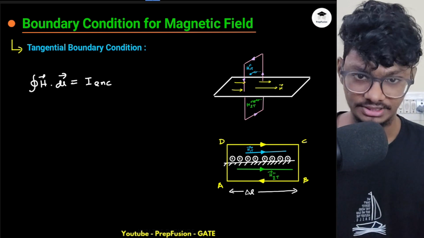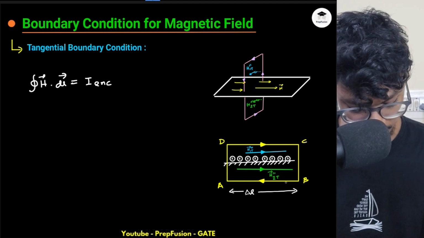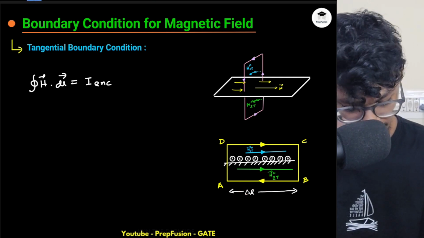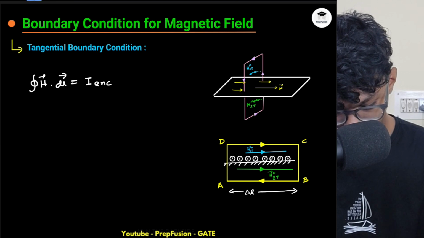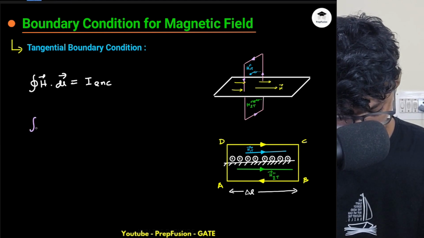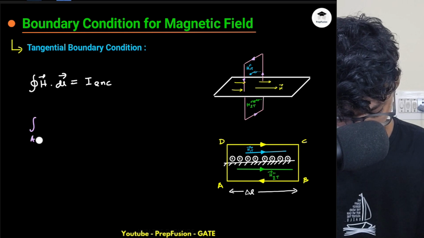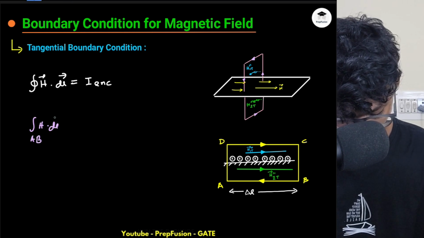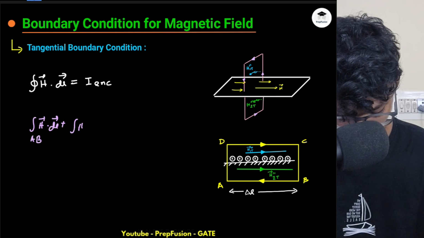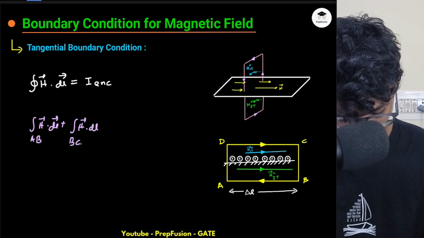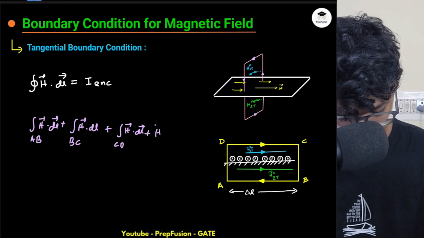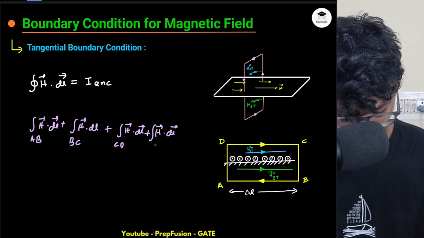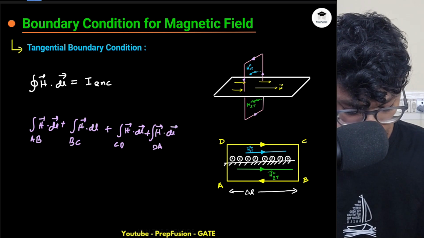Now if I want to use Ampere's law, again I will break it down into 3 curves. It will be again simply the sum of H dot dl along AB, plus H dot dl along BC, plus H dot dl along CD, plus H dot dl along DA.